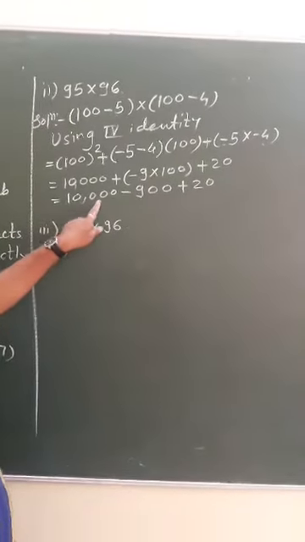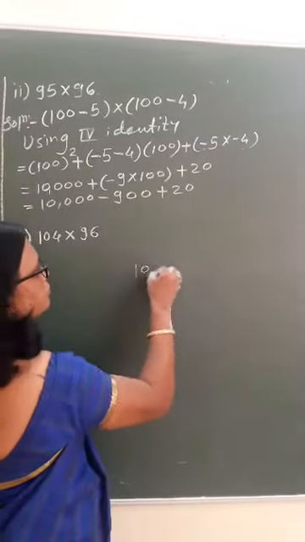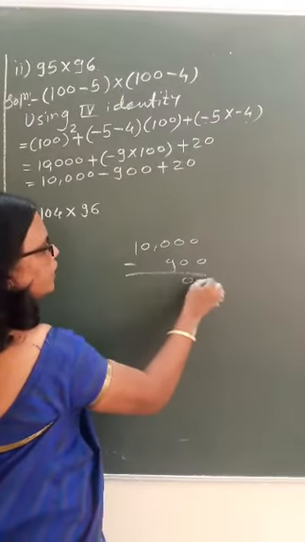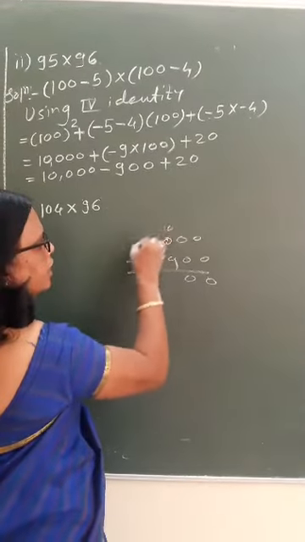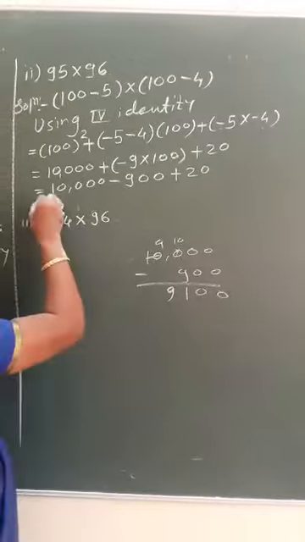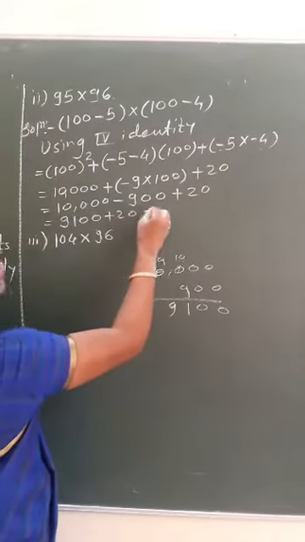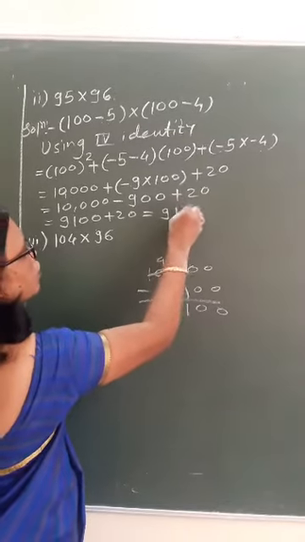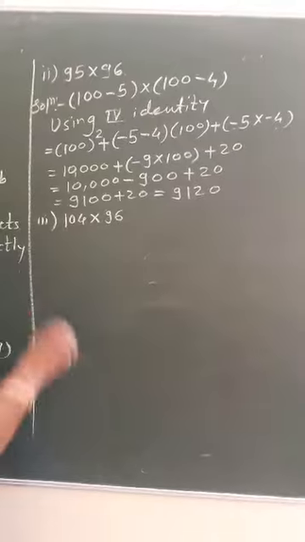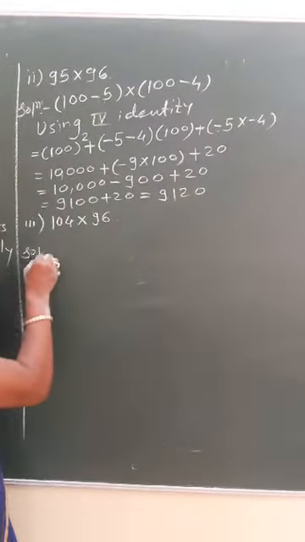Okay, we can do the subtraction here, that is 10,000 minus 900. What will we get here? A 10 and here a 9. 10 minus 9 is 1 and here a 9. Means we will get 9,100 plus 20. We will get 9,120. 9,120.